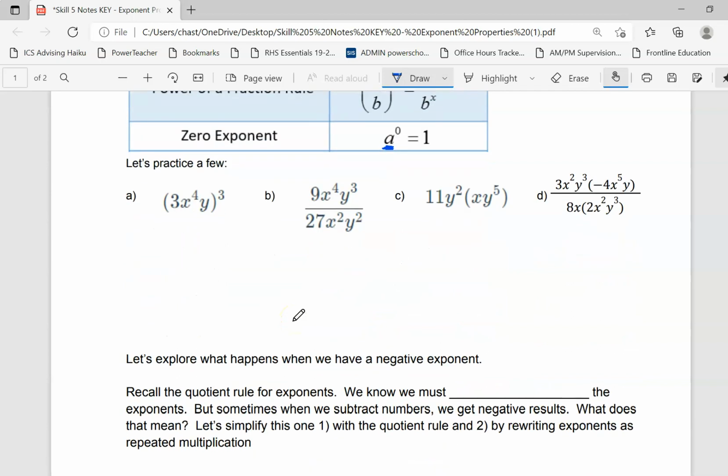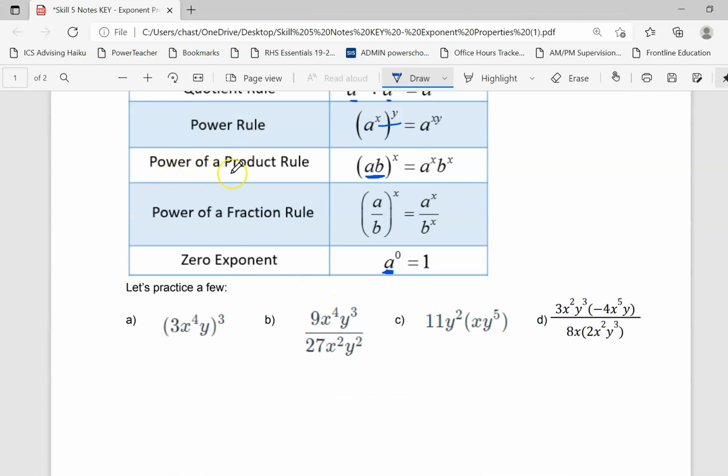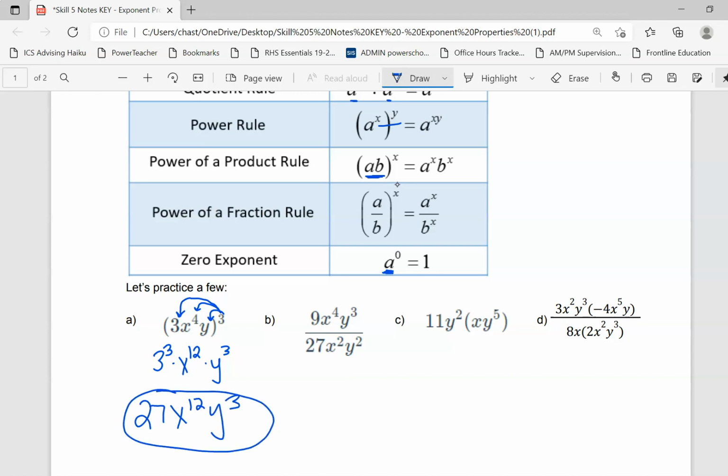So let's apply a few of these. On our first one, this one is going to be the power of a product rule. So we're going to take that power of 3 and basically distribute it to everything here. So we have 3 to the third times x to the 4 times 3, which is 12, times y to the third. And we know 3 to the third means 3 times 3 times 3. Use a calculator, you get 27. And here's our answer for this one.